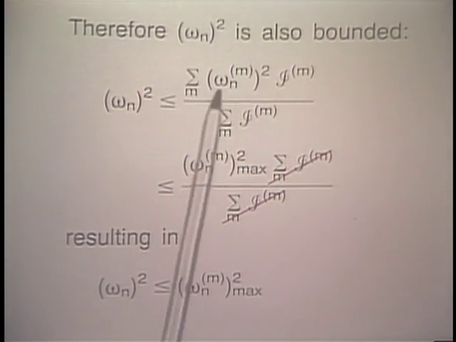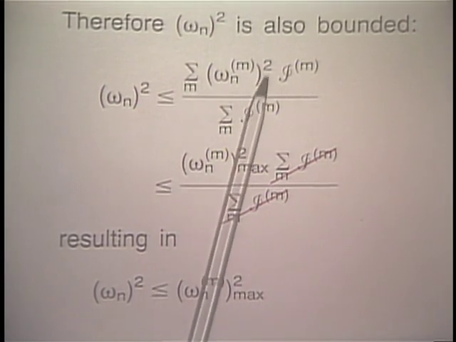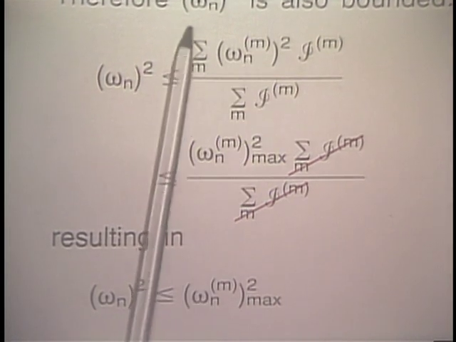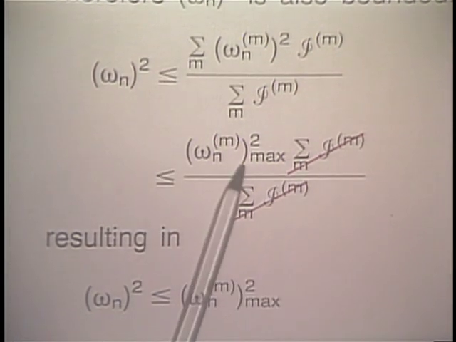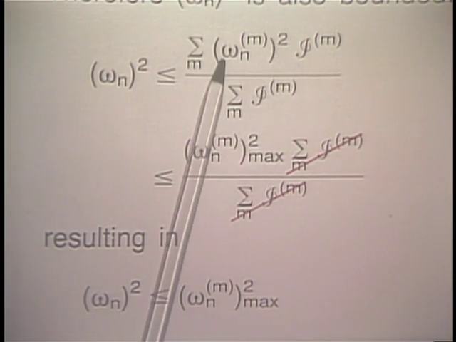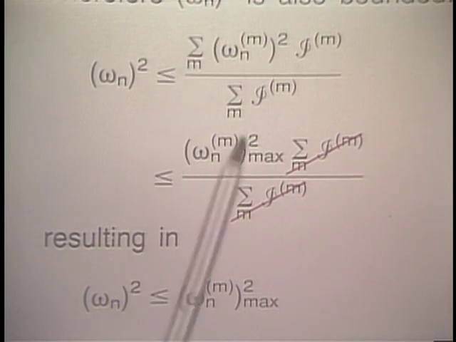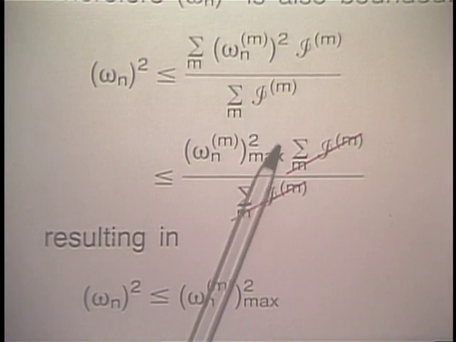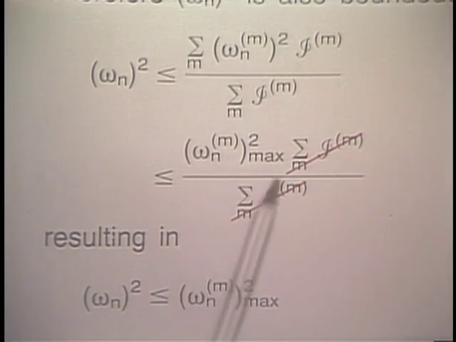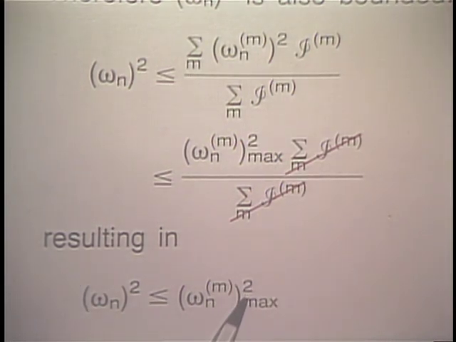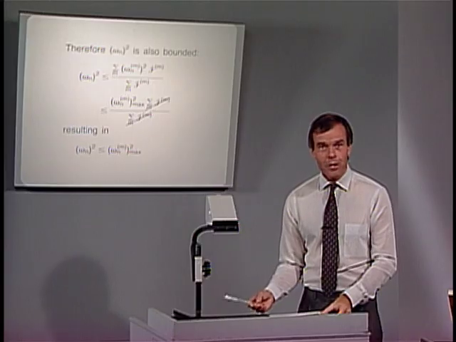Now we look at this part here and recognize that we can take this out of the summation sign, or the effect, I should have said, we can take the effect out of the summation sign, by taking the largest value of omega nm squared. And that's being done here. And now we can cancel these two terms, resulting in this relationship, which completes our proof. It's an interesting proof.